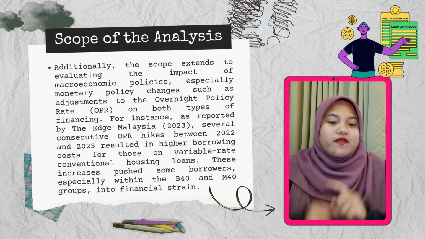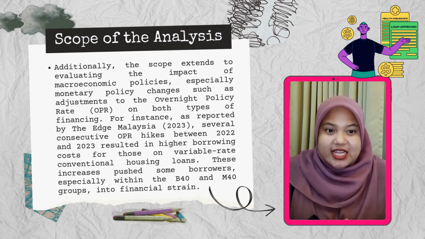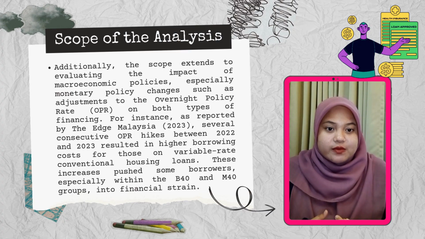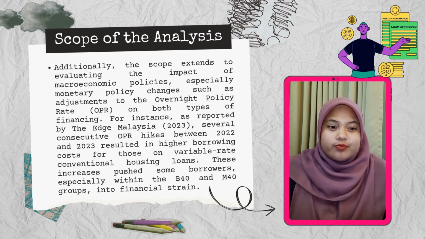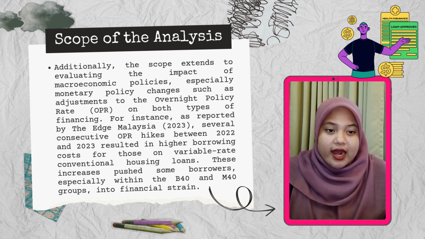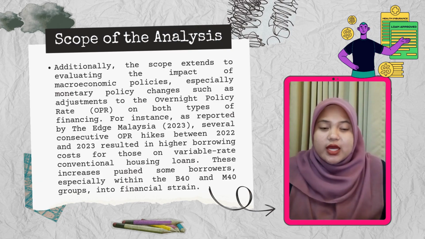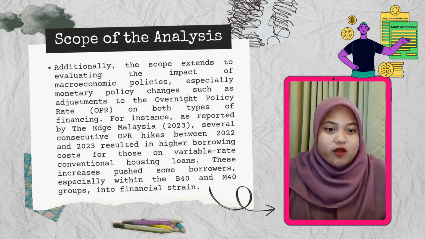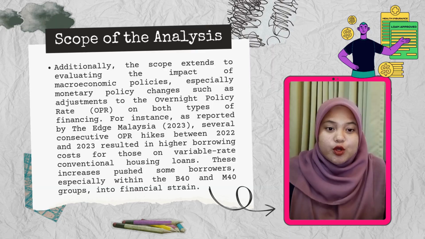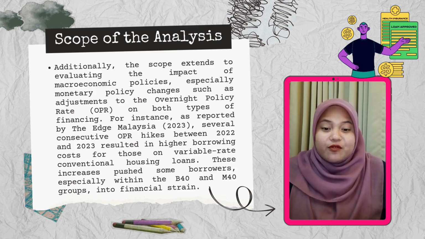Additionally, the scope extends to evaluating the impact of macroeconomic policies, especially monetary policy changes such as adjustments to the Overnight Policy Rate, or OPR, on both types of financing. For instance, as reported by Age Malaysia 2023, several consecutive OPR hikes between 2022 and 2023 resulted in higher borrowing costs for those on variable rate conventional housing loans. This pushed some borrowers, especially within the B40 and M40 groups, into financial strain.